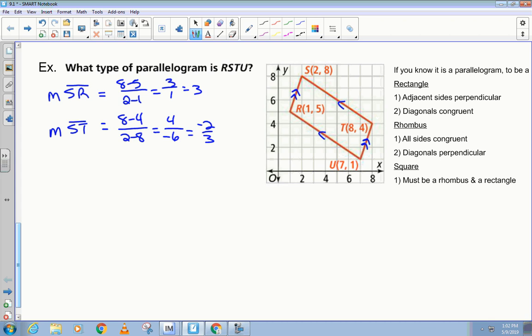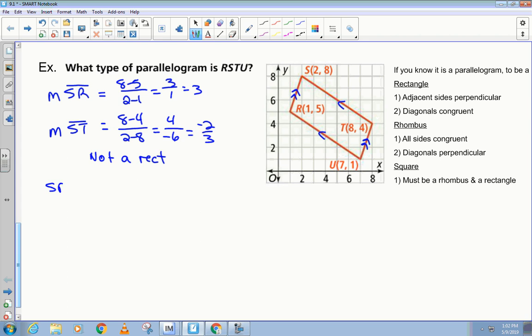So, is this a rectangle? Why not? They're not opposite reciprocals, right? So this is not a rectangle. Now we want to determine if it's a rhombus. What should we look at? Look at the side lengths. We'd have to do all 4? No, since we already know it's a parallelogram, I could look at a pair of adjacent ones, right? So again, let's look at SR and ST.